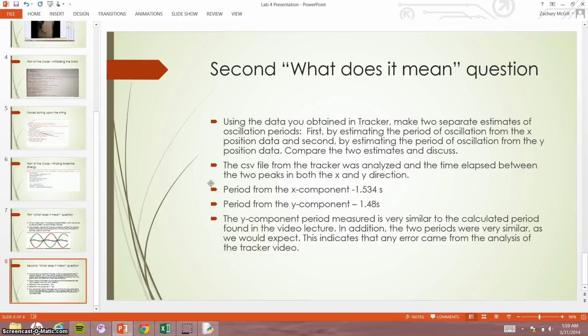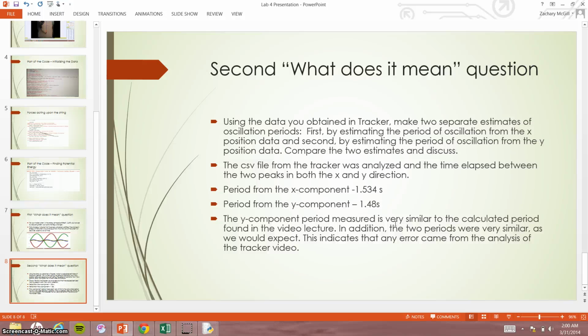So the second what does it mean question asks us to find oscillation periods in both the x and y components. You can see my values calculated here. They're very much similar, which makes sense because the translational motion seemed to be taking just as much time as the up and down bobbing motion. These values are very close to the values calculated in the video on Coursera, which should be expected because we're using the same Tracker video.